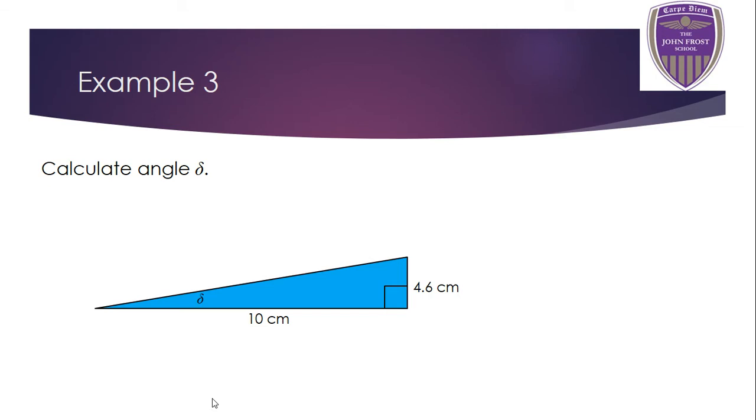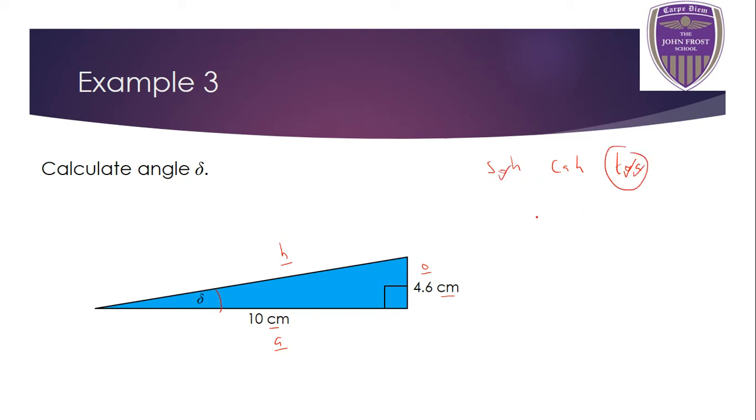Last one then, example 3. Find angle delta. I'm rocking the Greek alphabet today. But check that these are both in the same units, so I'm good to go. All right. H, O, A. So I've got O. So O is 4.6. I've got O. I've also got A.